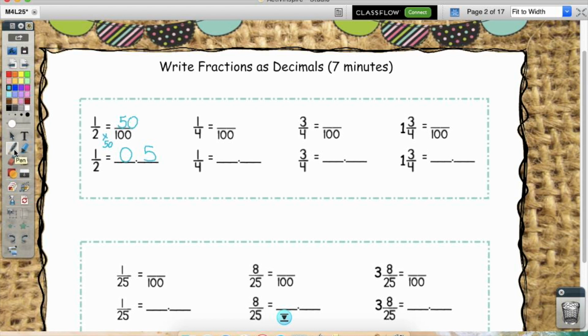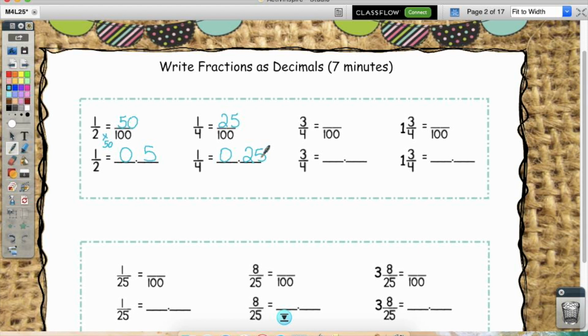Now you can call this 1/4 or you can call it a quarter. All right? 4 times what equals 100? 25, like 4 quarters in a dollar. So 1 times 25, so that's going to be 25 hundredths. Everybody say it with me. 25 hundredths. How do I write that as a decimal? 0.25. Don't know why I wrote one line there.